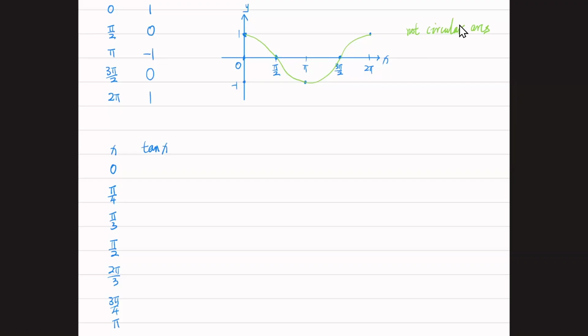Jessica, if x is 0, what's tangent? 0. Okay. And Aaron, if x is pi over 4, what's tangent of pi over 4? That's tangent 45 degrees, but I forget which one that is. Oh, I got this one. It's 1. Okay.